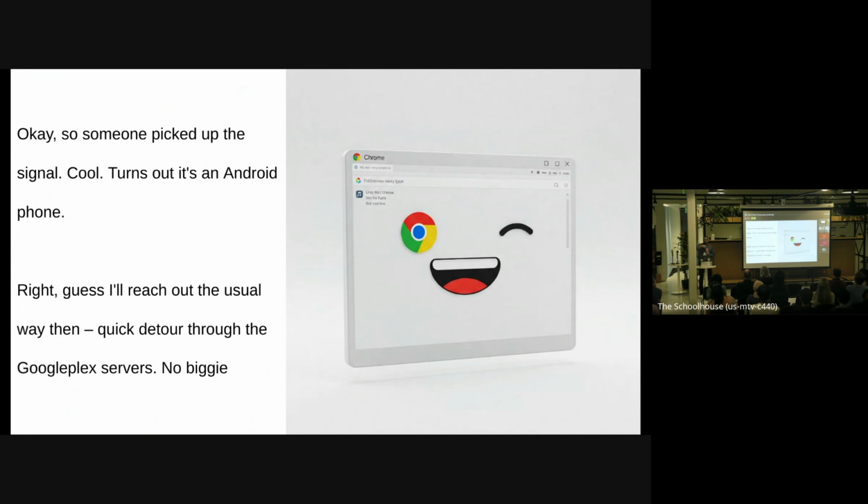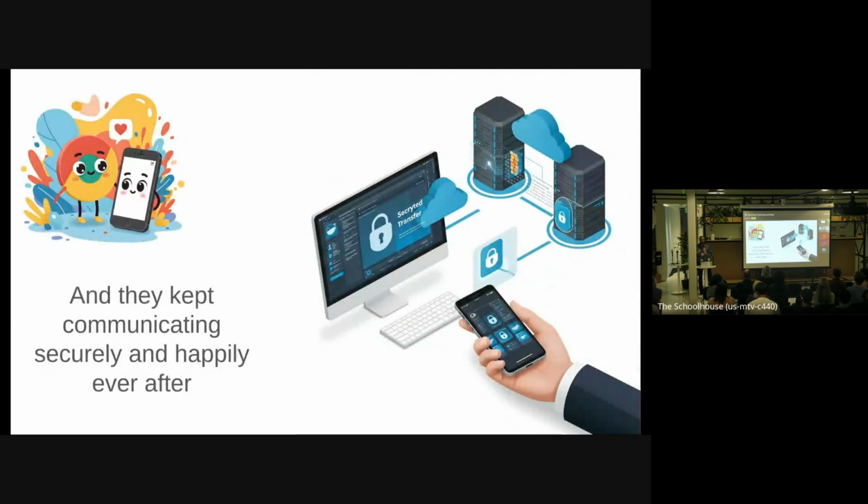So now Chrome desktop has actually got that message. Oh, okay, so someone on the other end is ready to listen through the Google servers. So I'll start communicating with that device using Google servers, using the encryption key that was exchanged in the beginning. And then they will start communicating securely together from this moment on.